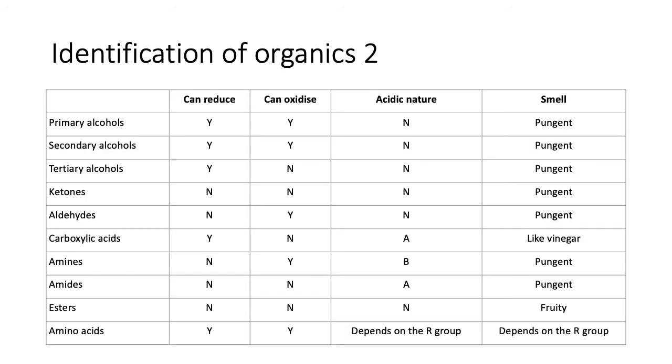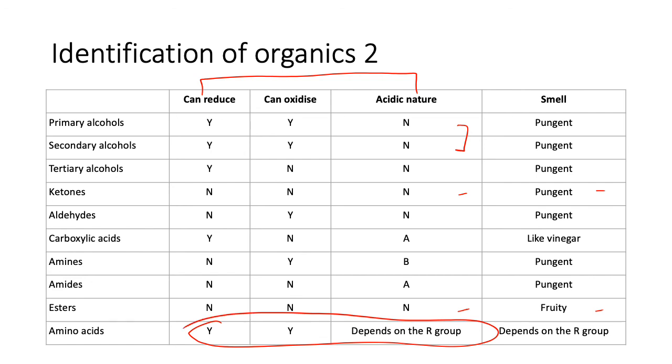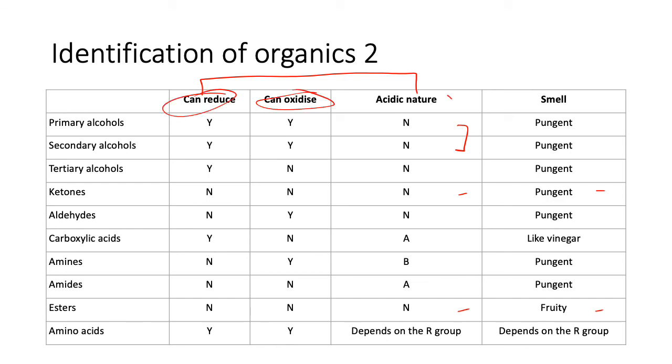Okay, so this is the big table of all of the substances, and you'll notice that with these three characteristics we can pretty much separate and identify all of them, except for the primary and secondary alcohols. They are the only ones that share those two characteristics. Also esters and ketones, and that's why we need the pungent versus fruity smell. And then amino acids: if you're unlucky enough to get a couple of amino acids with a funny R group, then you're screwed, but generally you're not going to get those kinds of questions. It's going to be fairly easy to differentiate using either the reduction or oxidation reactions or the acidic basic nature. All right, so that's it.